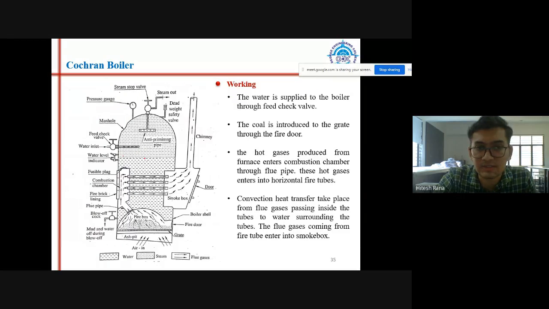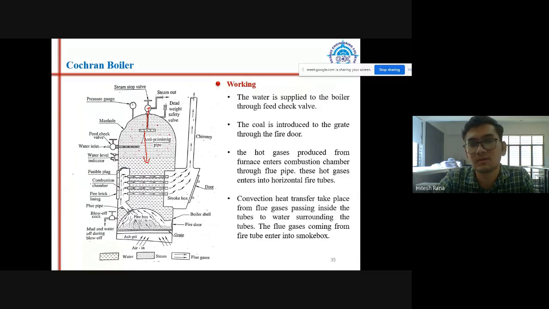And one more thing, the steam collected over here, what will it be like? It will be wet steam. Wet steam means this steam will have two kinds of particles, moisture particles and dry particles. Okay, so this anti-priming pipe will remove the moisture content. It will remove the moisture and put it back down here, and it will let the dry particles go up. So the dry steam will be coming out of this steam stop valve.